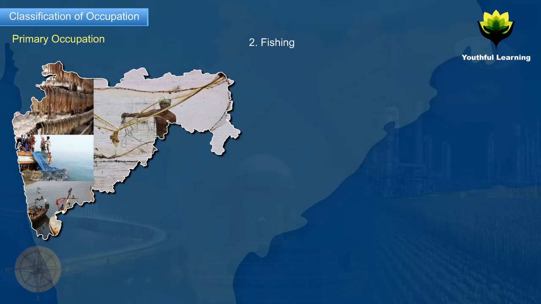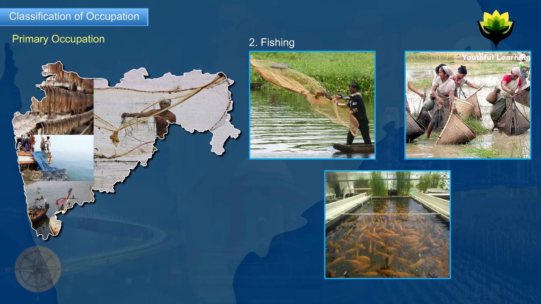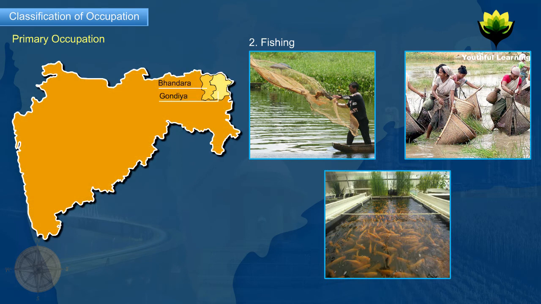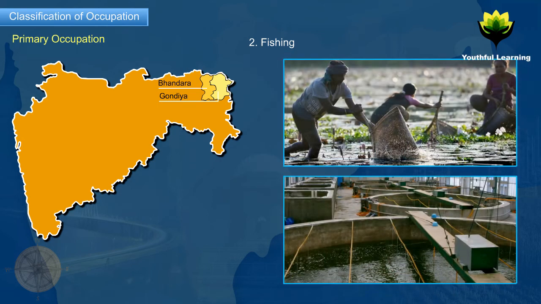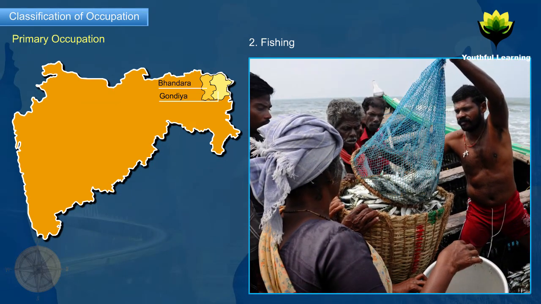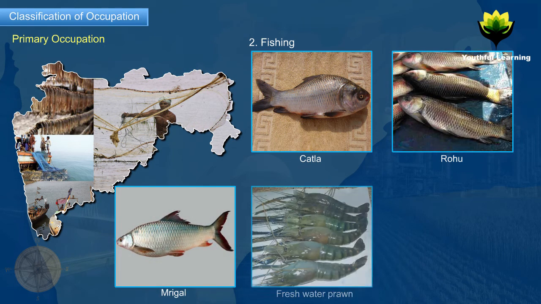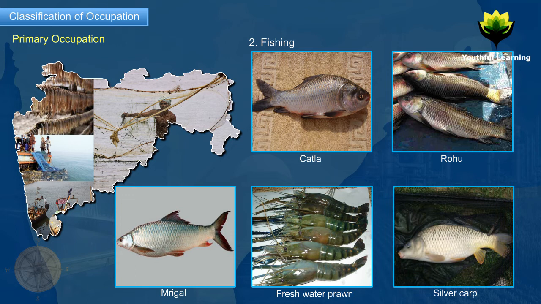In the interiors of the state, fishing is practiced in rivers, ponds, and tanks. Bhandara and Gondia districts in eastern Maharashtra have a huge number of ponds and tanks. The livelihood of tribes in these districts is fishing. Some freshwater fish found in the state are katla, rohu, mrigal, freshwater prawn, silver carp, etc.